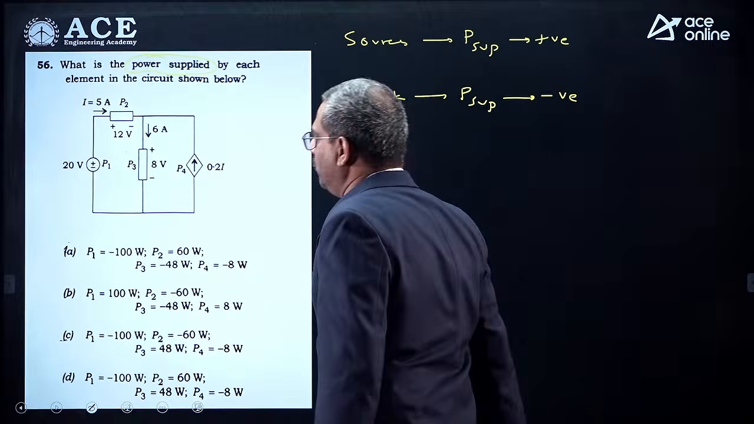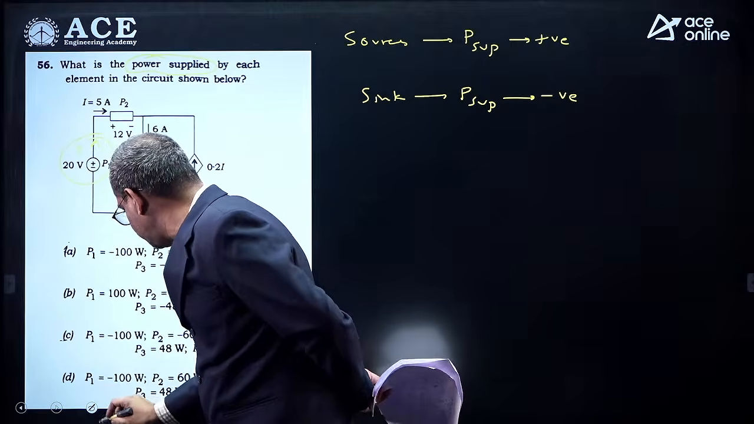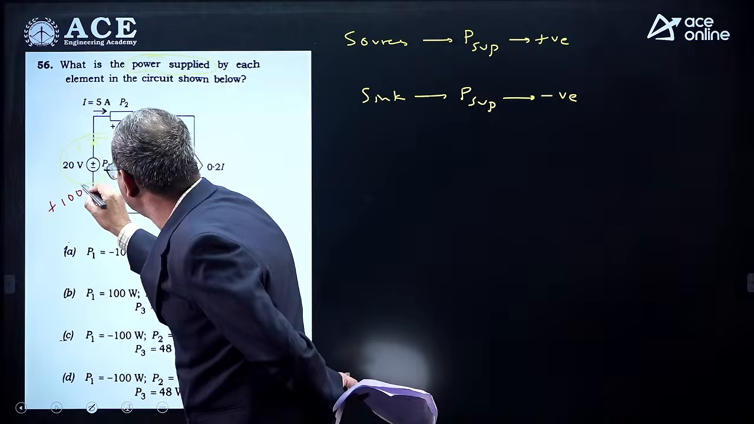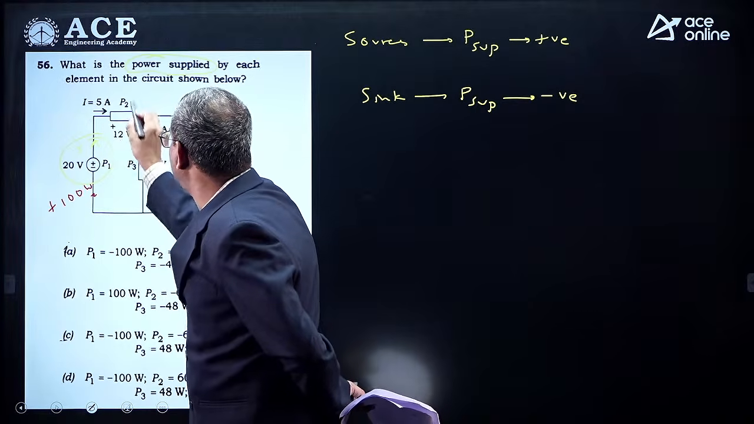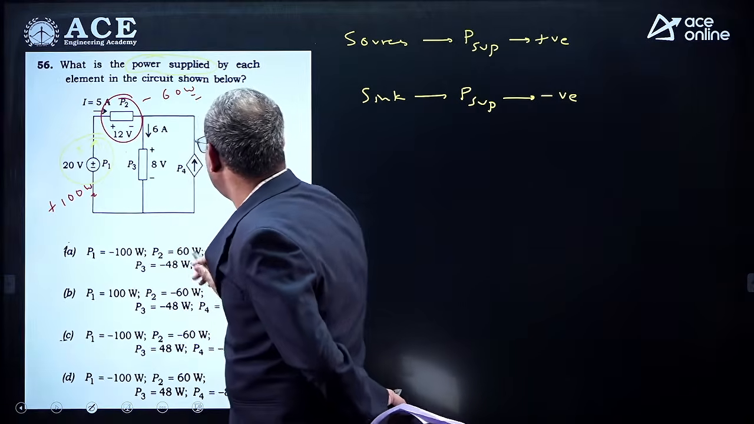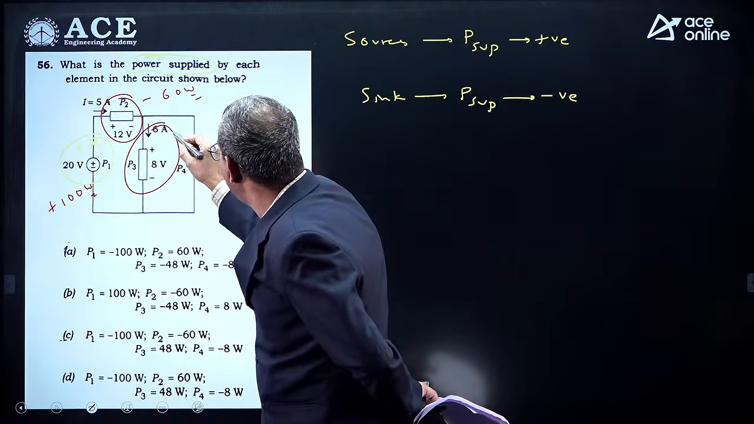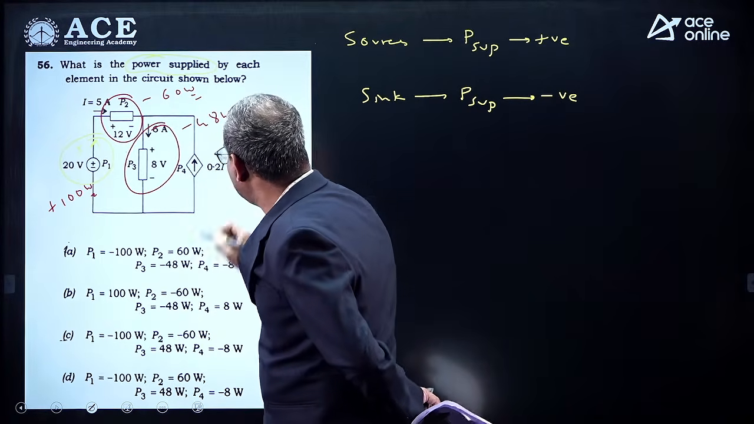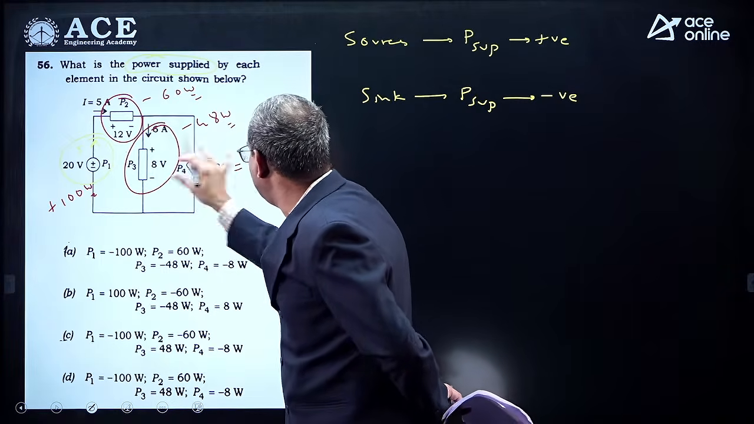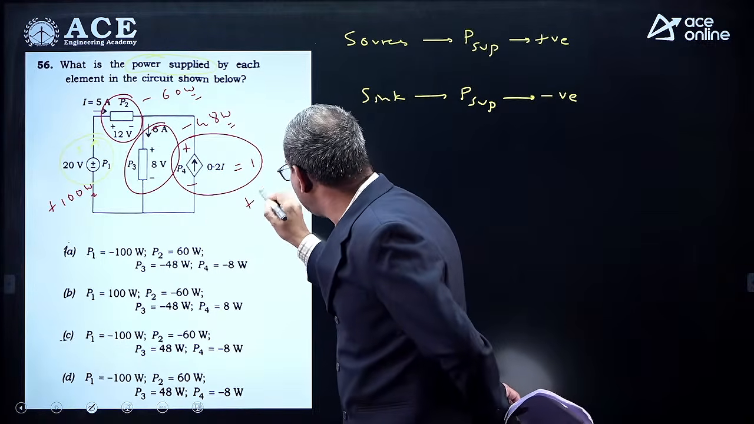Now if you see here, for this 20 volts, 5 is leaving, so this is a source, power supplied is plus 100 watt. Now your current is entering positive, so this is a sink, power supplied is negative, minus 60 watt. Here again current is entering positive, sink, minus 48 watt. But here, 0.2i, 0.2 into 5, this is 1 ampere, and this is 8 volts positive, again a source because current is leaving positive, power supplied is plus 8 watt.